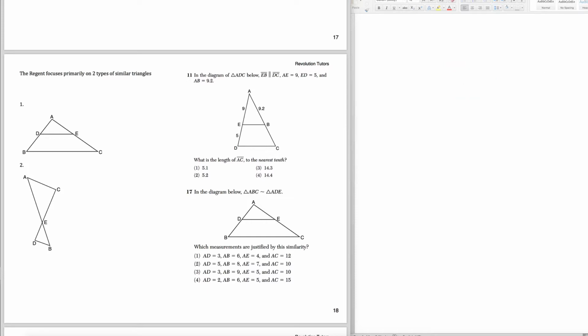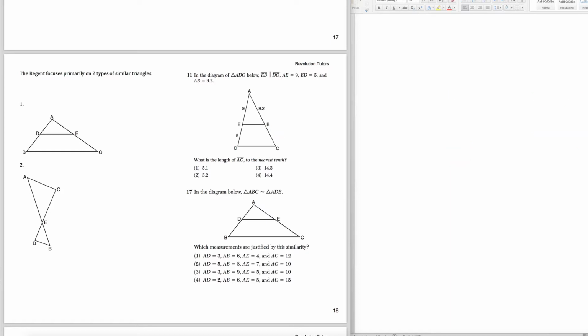But I would like them to be able to see that it's 9 over 14 equals 9.2 over 9.2 plus x. That's the ideal way for them to see it. We're looking for AC, so I thought they were asking for BC. You're right, you're asking for AC. So it would just be plus x. Yeah. And then you could say, fine, great.